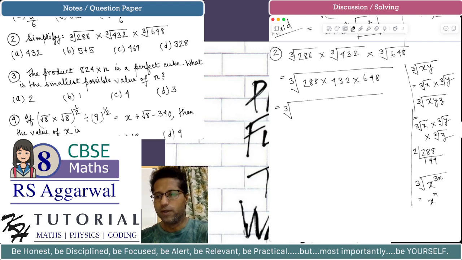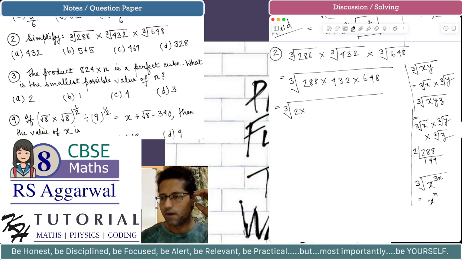So 288 we can factorize as 2 into 144. We have to form powers of prime factors, and the powers should be multiples of 3. Now 144 we know is 12 square.